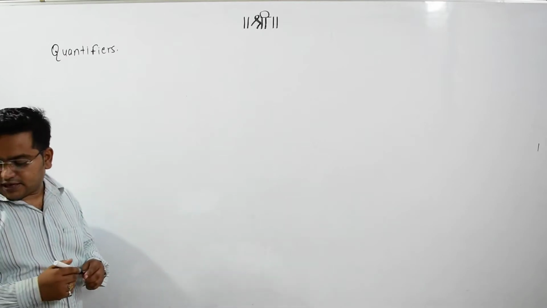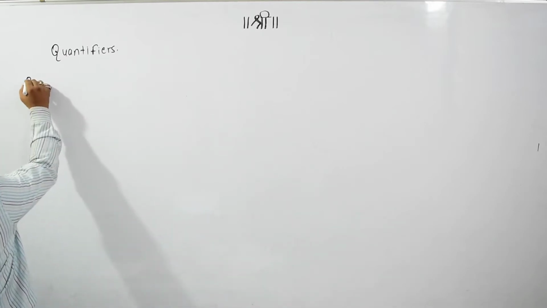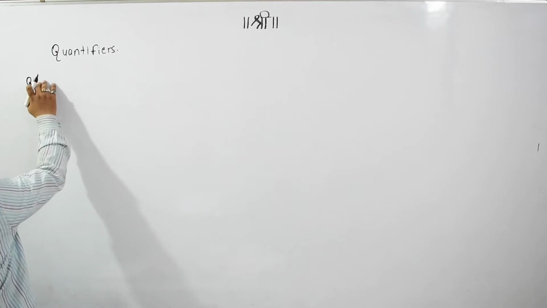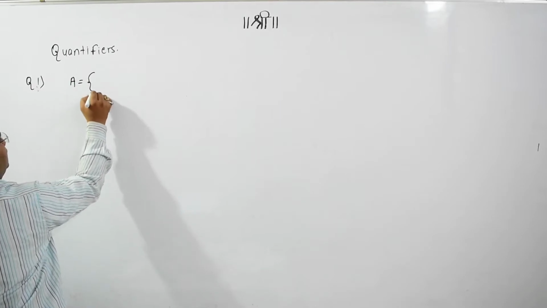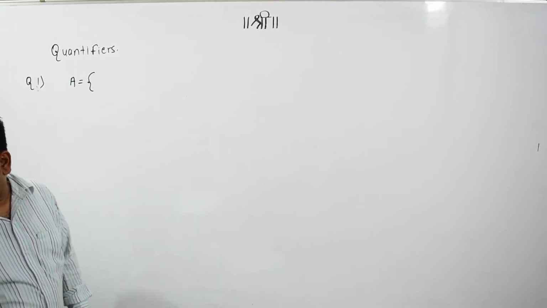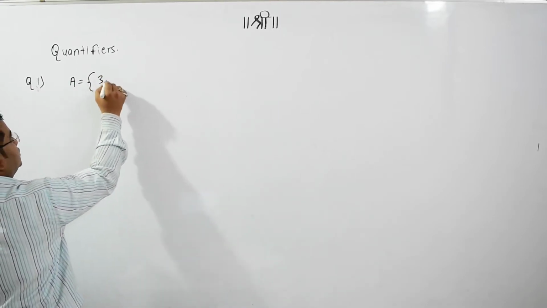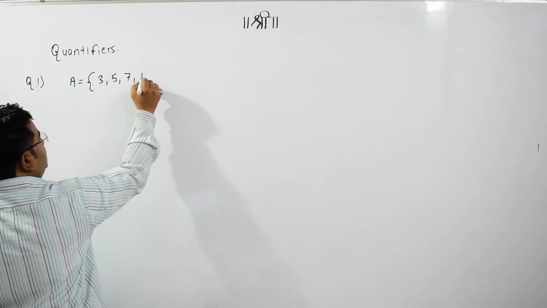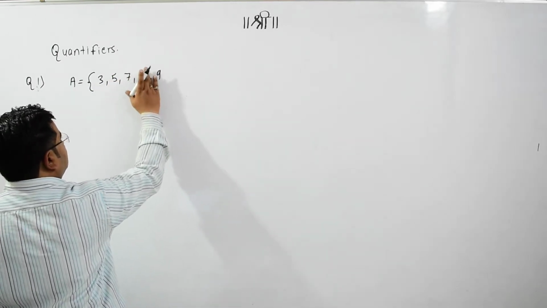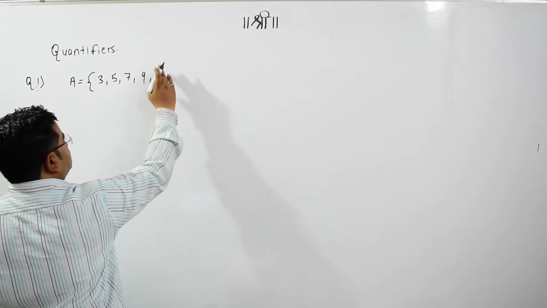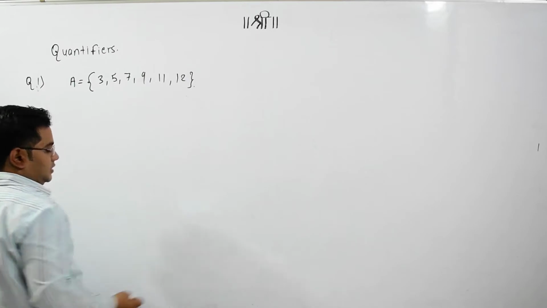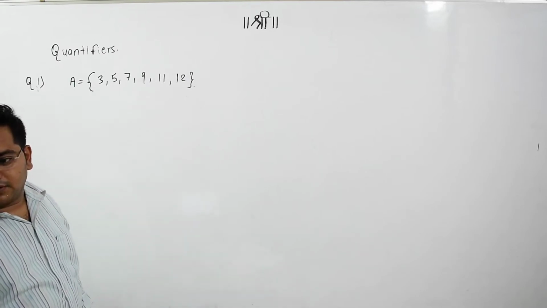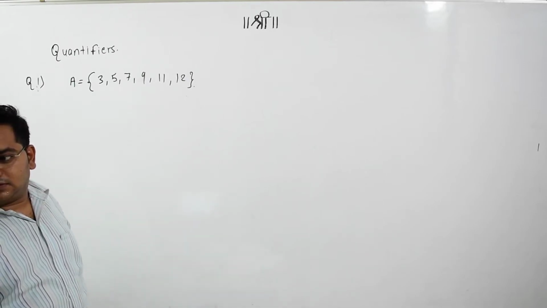Question number 1: for the given A, question number 1, okay, so A is a set of numbers: 3, 5, 7, 9, 11, and the last one is 12. Okay, so within this set we need to work it out. So what is the main purpose for this set?